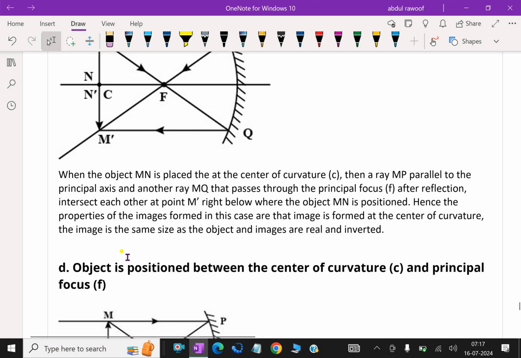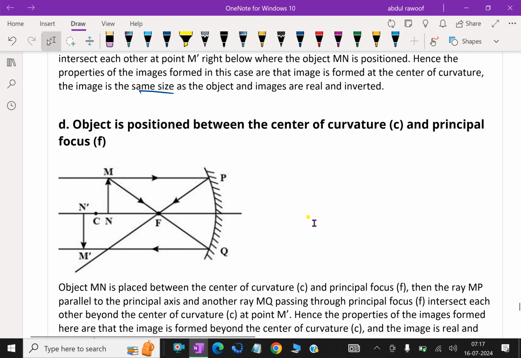Hence, the properties of the image formed in this case are that the image is formed at the center of curvature. The image is the same size as the object, and it is real and inverted, up and down.